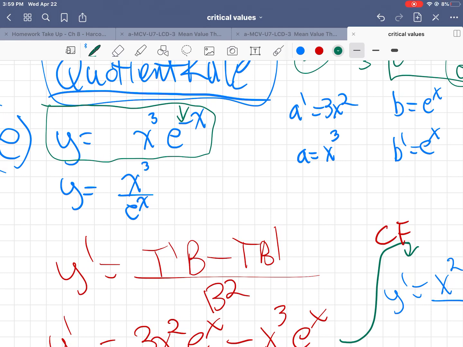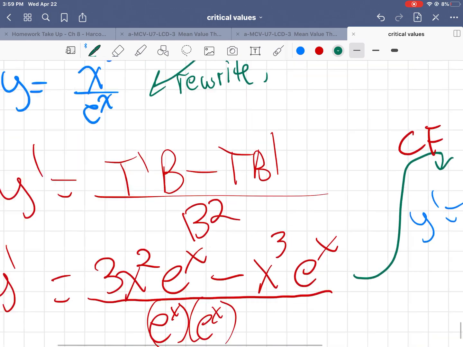So what I would do for this is simply rewrite it that way. So it becomes x cubed over e to the x. Okay, x cubed over e to the x. And we do that so again we can avoid negative exponents. Now it means I have to use the quotient rule, which is a little bit more difficult, but honestly it's not that much worse. So again, look at our formula.